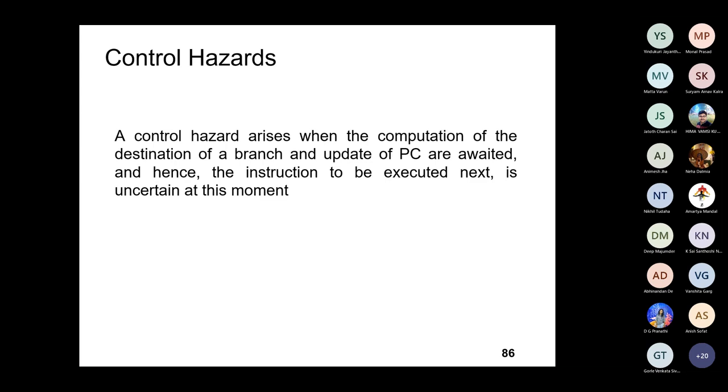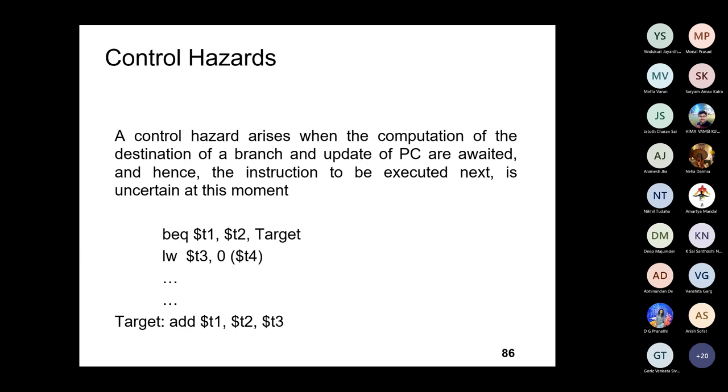So this arises when the computation for the destination of the branch is happening, and at the same time the PC update operation is still awaited. So you are not sure whether the next instruction will be executed or whether the target instruction will be executed. In other words, the instruction that would be executed next is still uncertain at this moment. As you see in this example, you have branch T1, T2, target. If the branch is taken, the instruction at the bottom with label target would be executed. Otherwise, the sequential instruction at PC plus 4, load, would be executed.